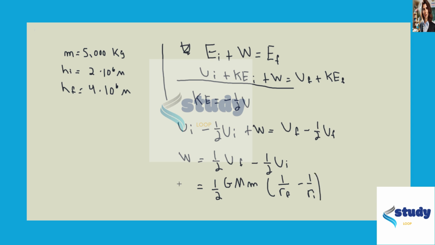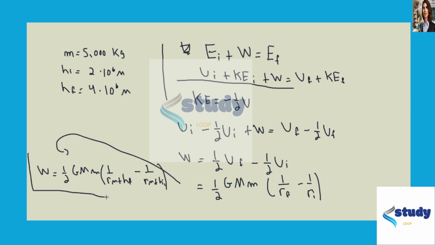Now we can write those radii as r final, which is the radius of Mars plus that final height, minus 1 over r initial, which is again the radius of Mars plus h initial. We'll have to look up the value for the mass of Mars and the radius of Mars. But we have this expression, and when we evaluate that, we should get 5.36 times 10 to the 9th joules.